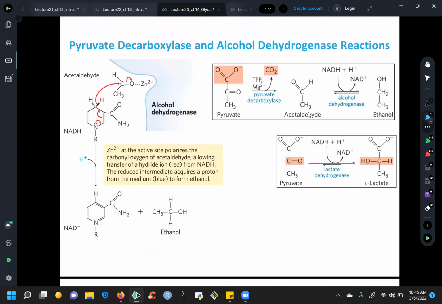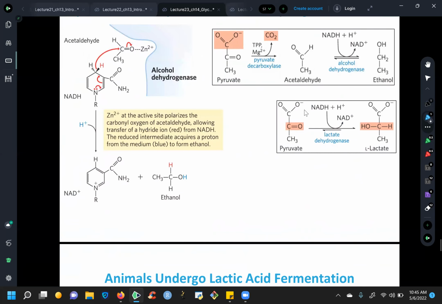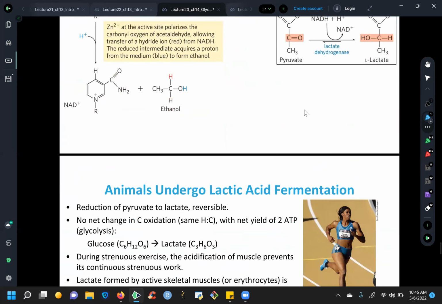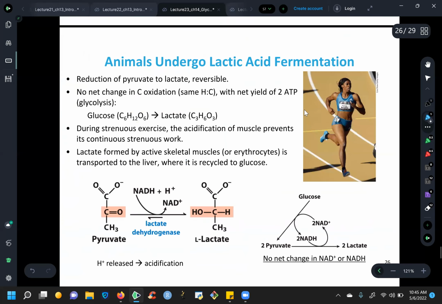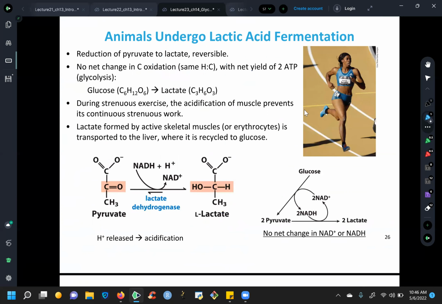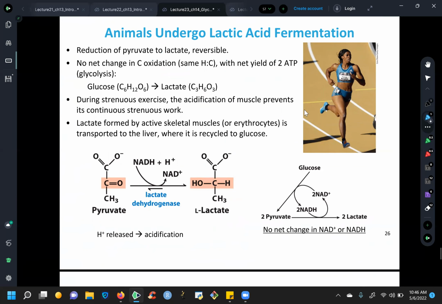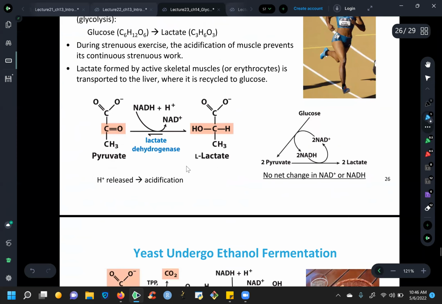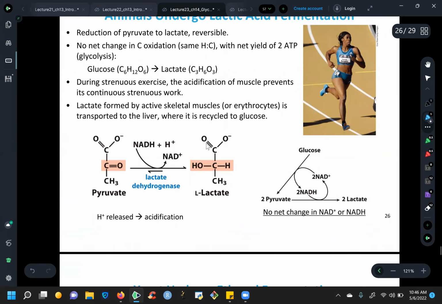Pyruvate decarboxylase and alcohol dehydrogenase reaction. Oh, I covered pyruvate decarboxylase in the most recent video for discussion. Animals undergo lactic acid fermentation. So this is what I was talking about when you're running and how it hurts.